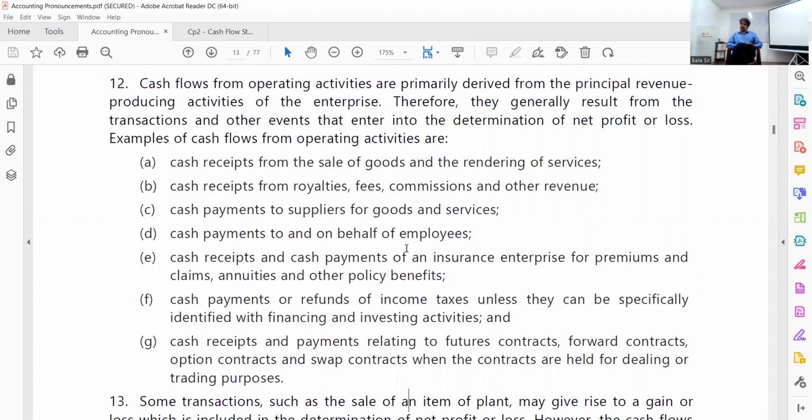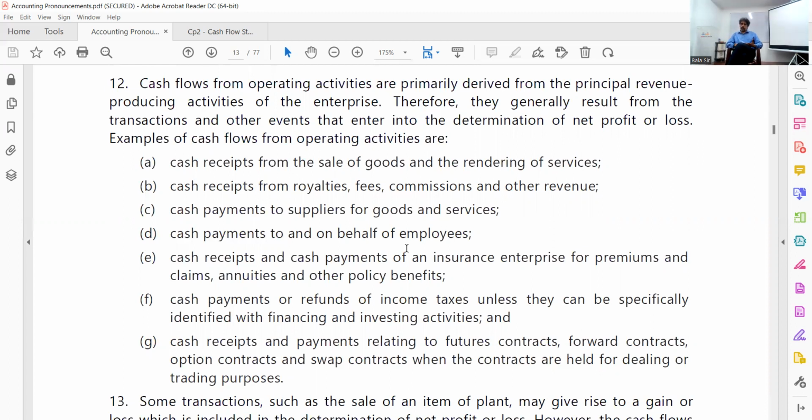Para 12: Cash flows from operating activities are primarily derived from the principal revenue producing activity of an enterprise. That's your primary activity, right? Therefore, they generally result from the transactions and other events that enter into the determination of net profit or loss. Examples of cash flows from operating activities are A, cash receipts from the sale of goods and the rendering of services. For the academy, it is service rendering. For a tea shop person, it is sale of goods, right?